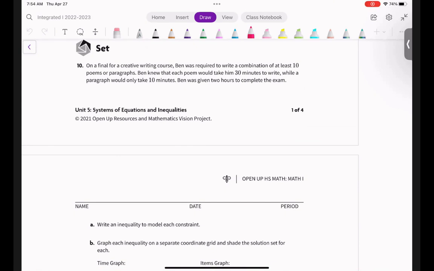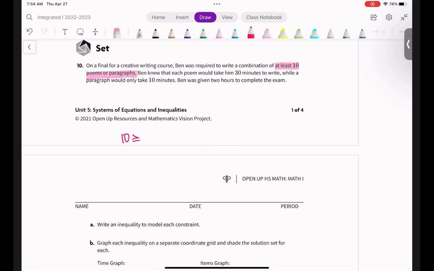So on a final for a creative writing course, Ben was required to write a combination of at least 10 poems or paragraphs. So I'm going to highlight that. From what I've learned, we have to have 10 or more poems or paragraphs in a combination. So that's 10 is greater than or equal to. Yes, because we have to have 10 or more.